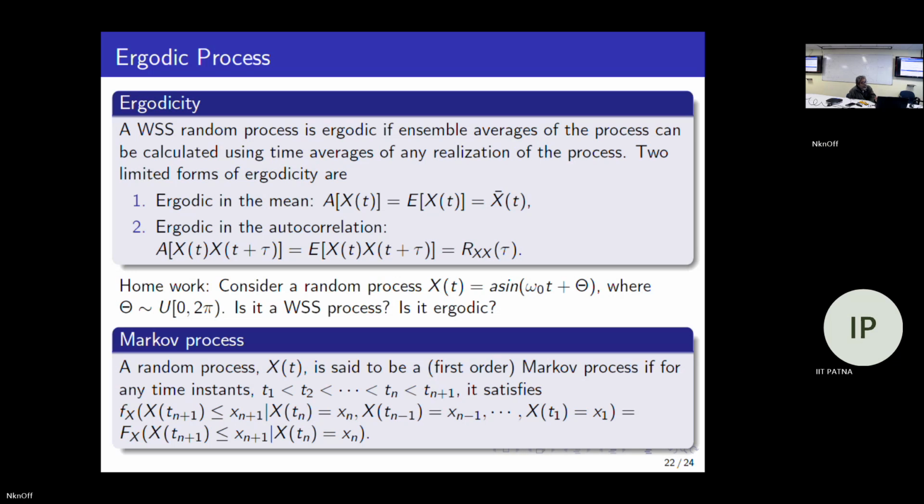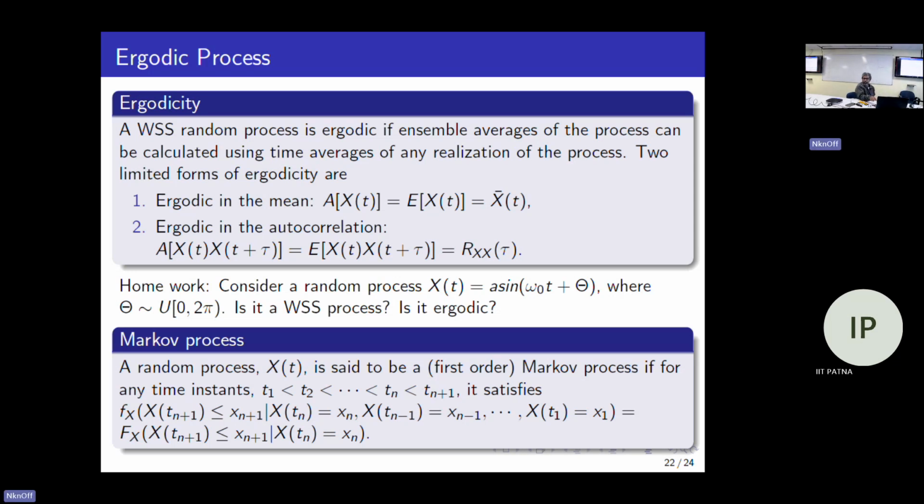Some notation might be wrong on the slide, I guess. Something is missing here, I think it's not printed. So it will be the density of x(t_{n+1}) given x(t_n), and all those earlier things you can forget. That means it depends only on the latest state. Then only it is the first order Markov process.